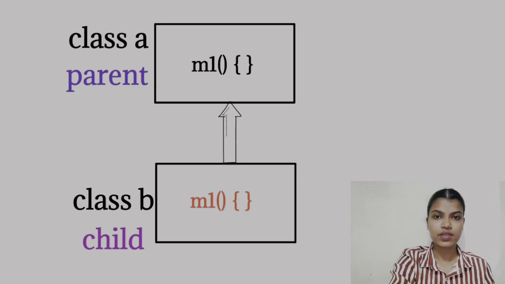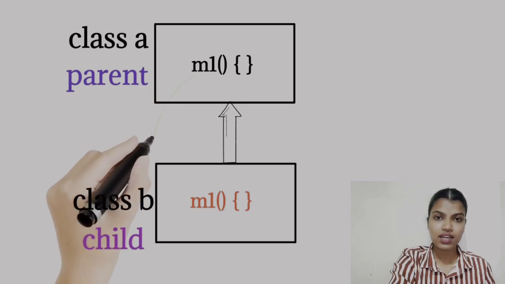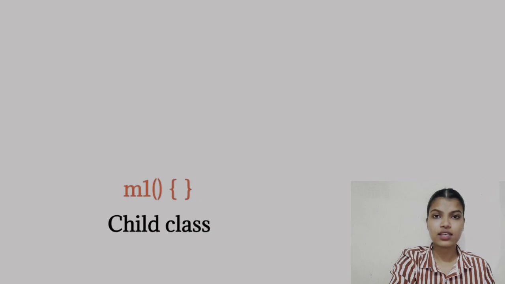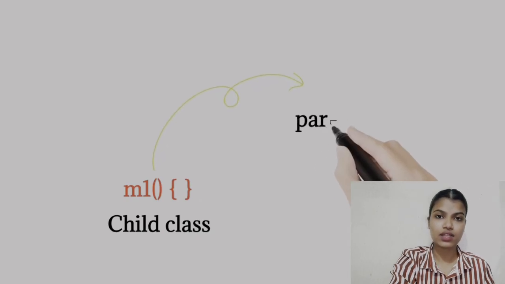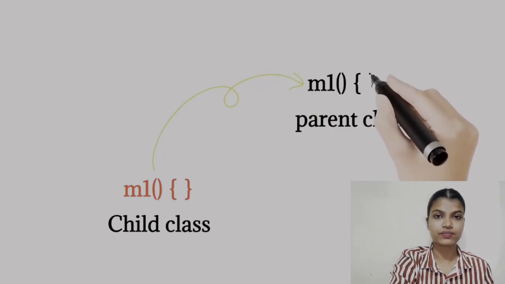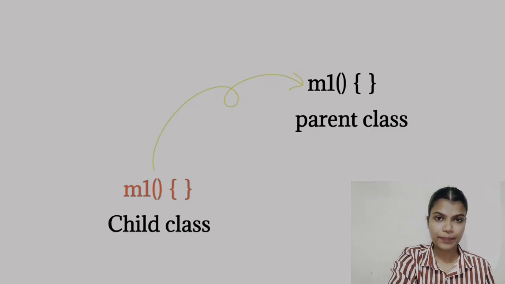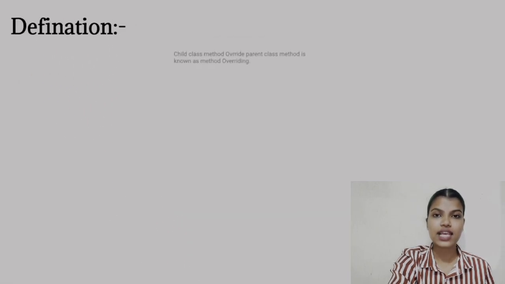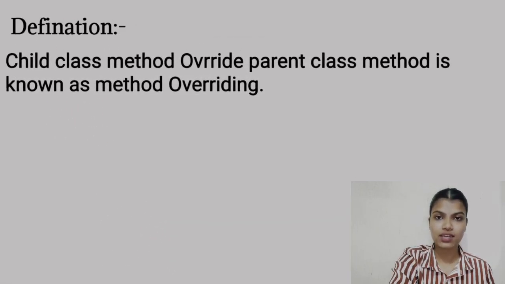So here comes method overriding in picture. Method overriding means the parent class method will be overridden by child class method. We can also say that the method M1 of child class is going to override the method M1 of parent class. So this is what happens in method overriding. Now we are good to go with the definition. The definition says that when a child class method overrides a parent class method, it is known as method overriding.